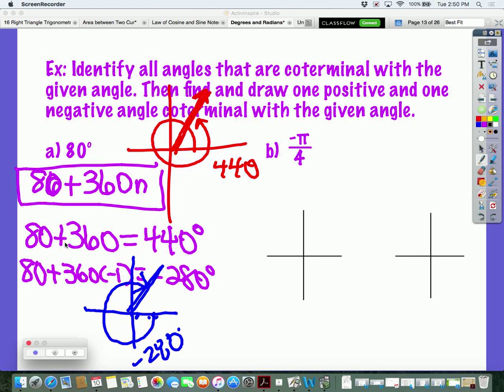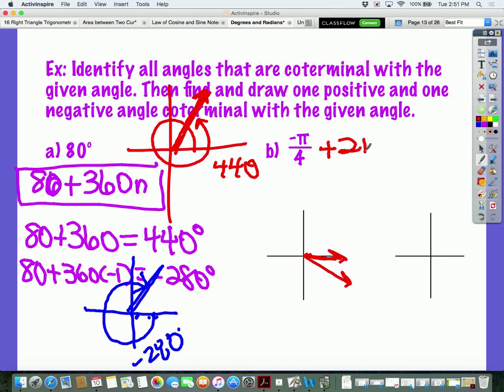Okay. So, negative pi over 4. Where is that located? It's located at negative 45 degrees. So what quadrant is that? It's the 4th. So you're going to be right in here. There's your terminal side. There's your initial side. To identify all the angles that are coterminal with negative pi over 4, it's just going to be negative pi over 4 plus what? 2 pi n.